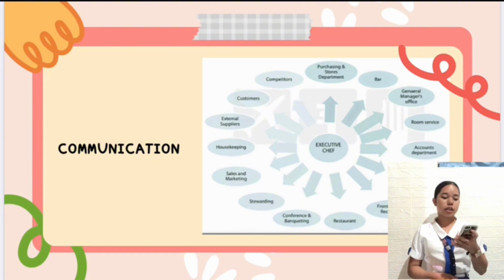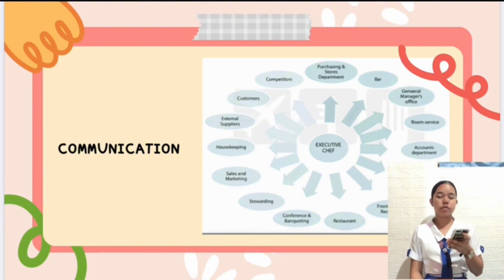So let's proceed to communication. Figure 2.3, Executive Chef Communication. So, the Executive Chef communicates with the purchasing and stores department, the bar, the general manager's office, the room service, accounts department, human resources, front office and reception, the restaurant, the conference and banqueting, the stewarding, the sales and marketing, the housekeeping, the external suppliers, the customers, and lastly, the competitors.